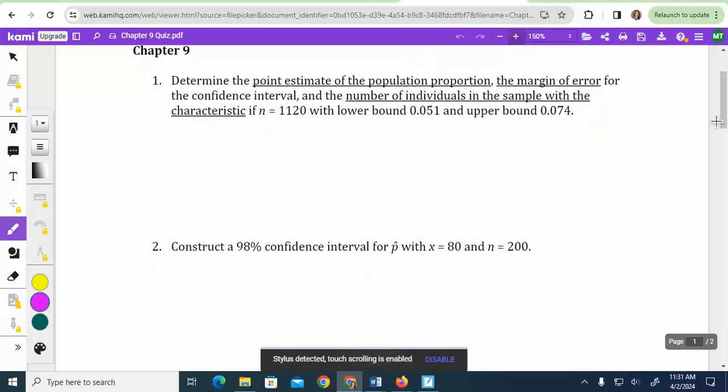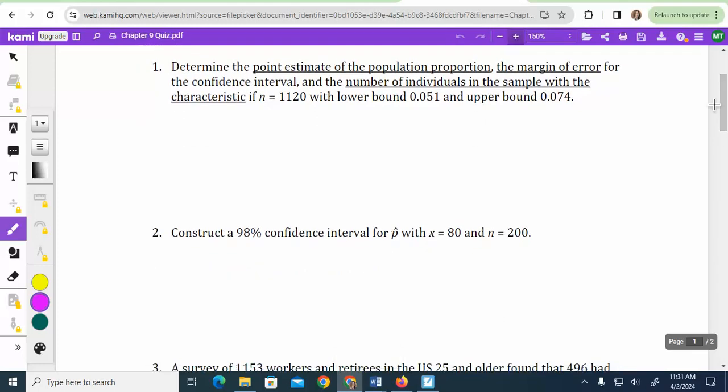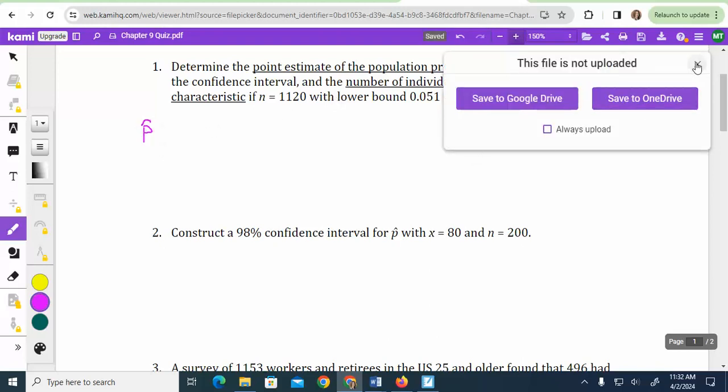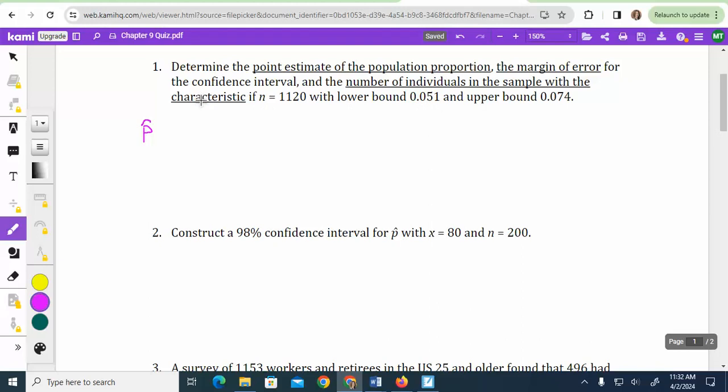Probably couldn't hurt us. So, number one here, we have determined the point estimate of the population proportion. What am I talking about when I say that? P-hat. The margin of error for the confidence interval: we need our p-hat, we need the error, and the number of individuals with the characteristic.